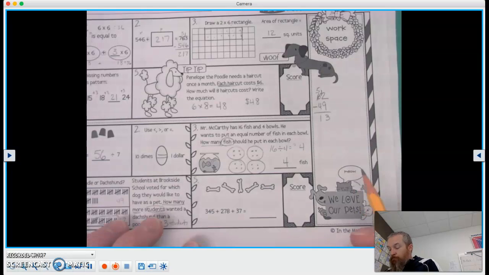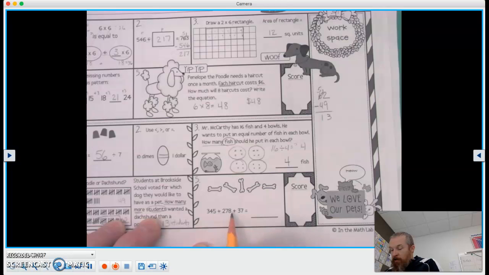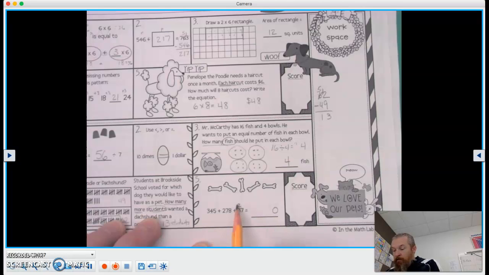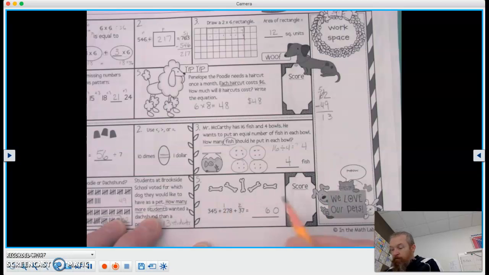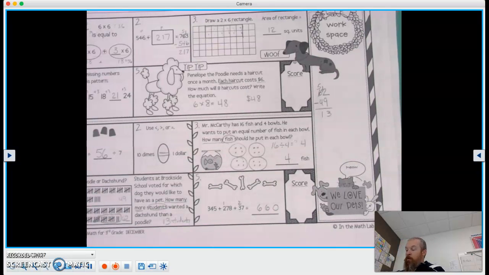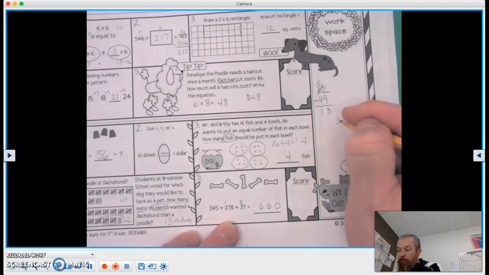Okay, so let's go. 8 plus 7 is 15, and 5 more would be 20. Let's see, we have a 7 and a 3 for 10, 14, 15, 16. 1, 2, 3, 4, 5, 6. 660. We can also set it up this way.